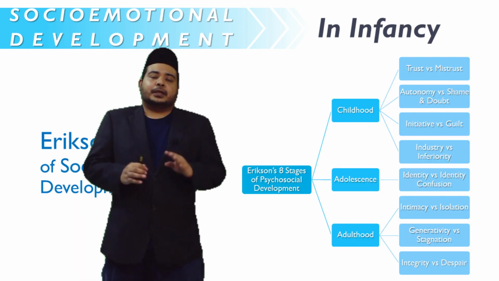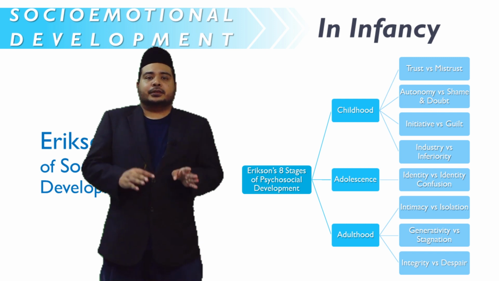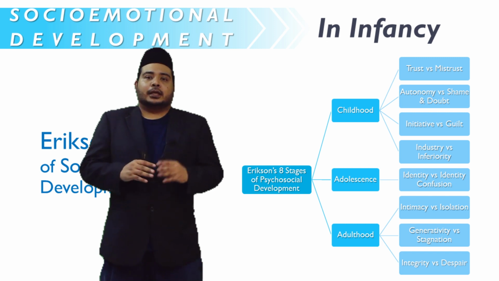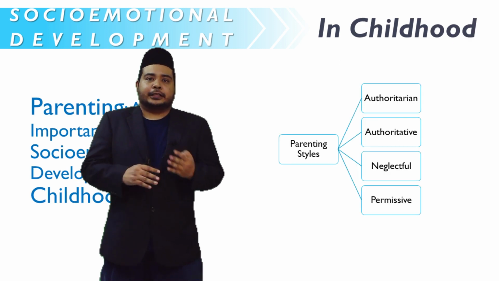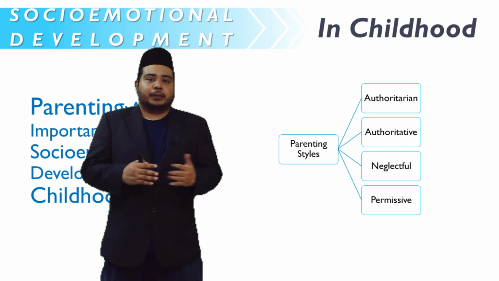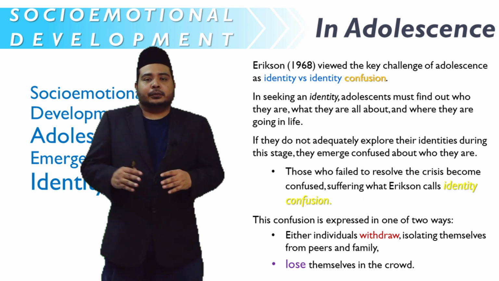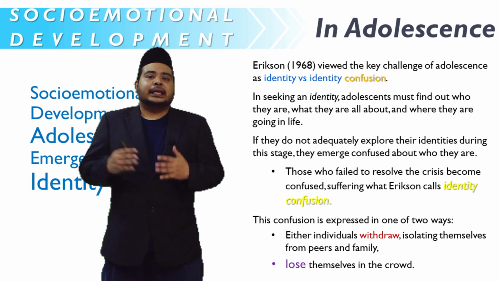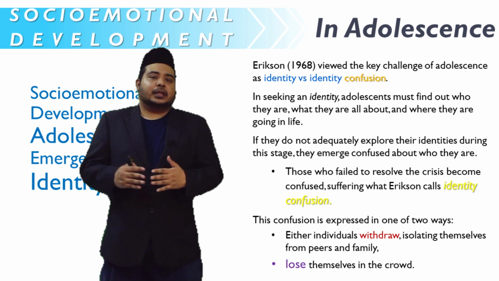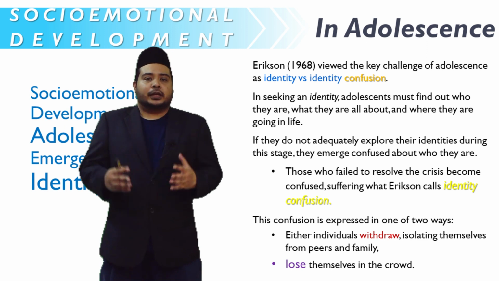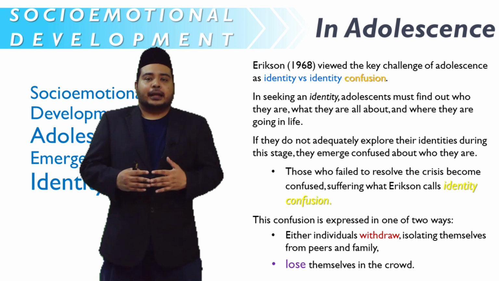So those are the first four stages of socio-emotional development from Erikson's theory. We have discussed four aspects that Erikson explained, as well as another important factor in childhood development, which is parenting. In this section, we are going to continue discussing socio-emotional development in adolescence, where the main concern is for adolescents to develop their identity.